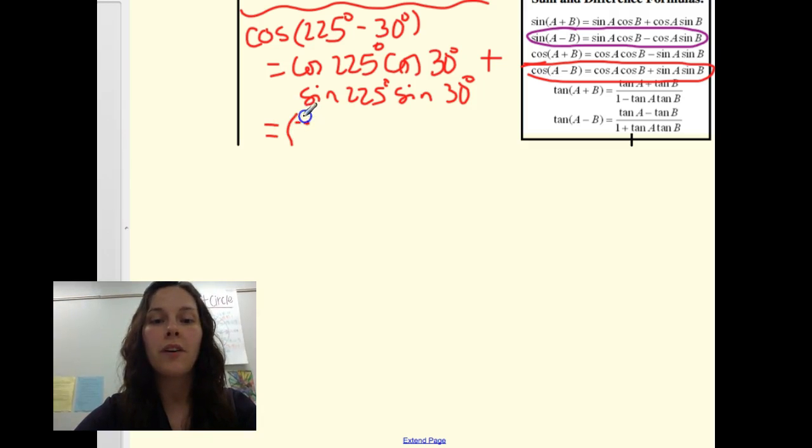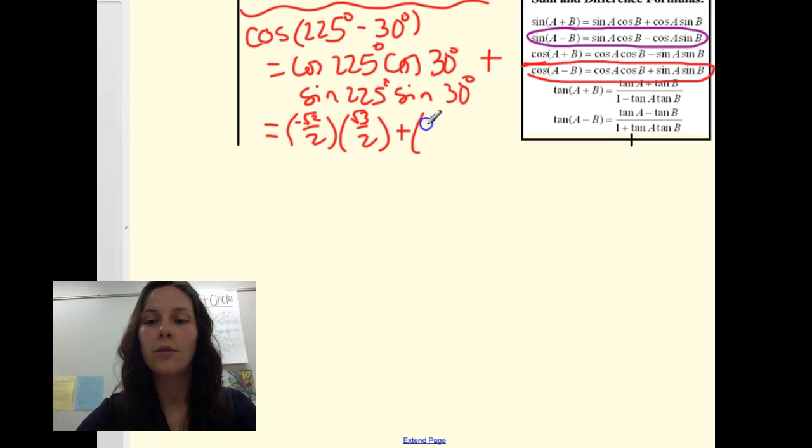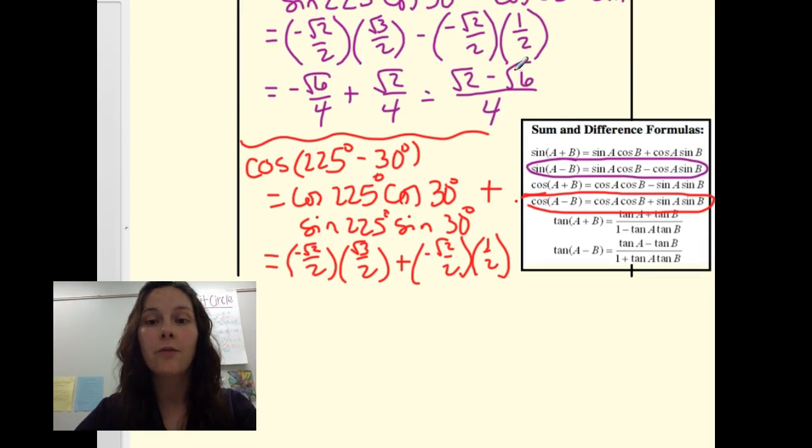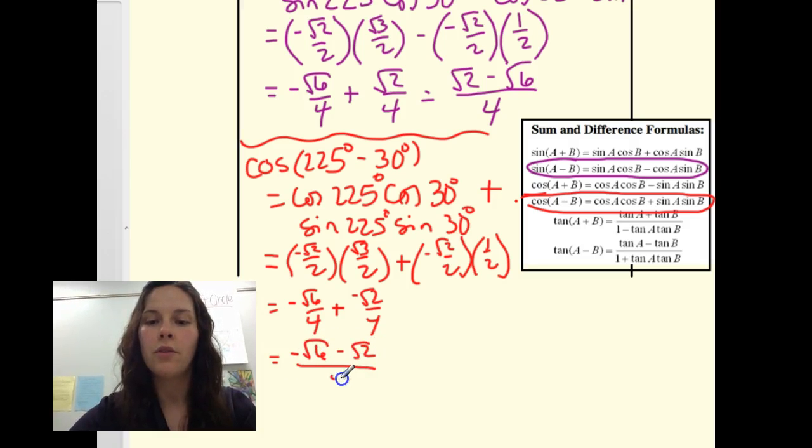So cosine of 225 is negative root 2 over 2. Cosine of 30 is root 3 over 2, plus sine of 225 is negative root 2 over 2, and sine of 30 is 1/2. So comparing this to what we had in the first one, it's actually exactly the same except we're adding instead of subtracting. So I'm going to simplify this fairly quickly. We've got negative root 6 over 4, this time plus negative root 2 over 4. So when we combine these, we have negative root 6 minus root 2 all over 4.